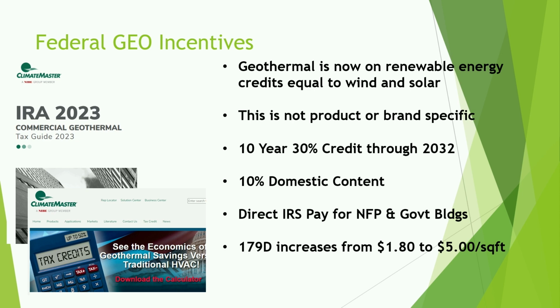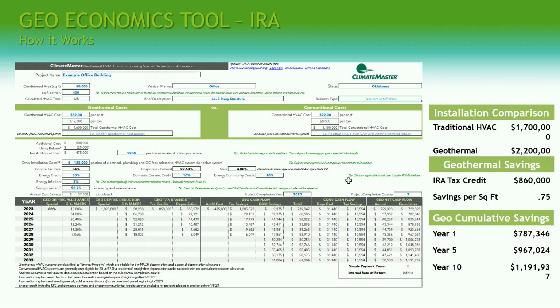It also increased 179D to up to $5 per square foot. It's important to note that is on top of the IRA rebates, along with any other local or municipal rebates. This is what the tool looks like. It's an Excel spreadsheet. This was an office building we did in Oklahoma a while back. Give you an example of how this works.